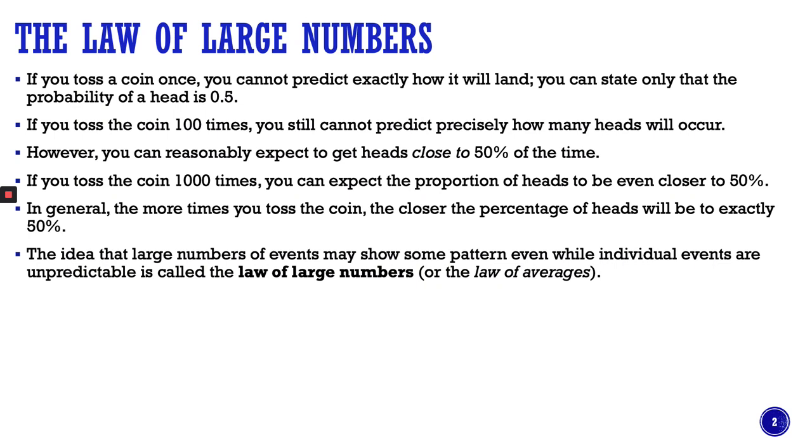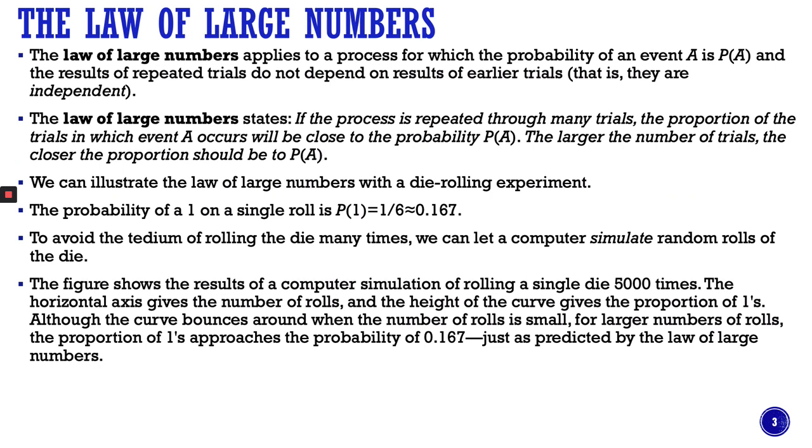The idea that large numbers of events may show some pattern even while individual events are unpredictable is called the law of large numbers, or the law of averages. So the law of large numbers applies to a process for which the probability of an event A is P(A), and the results of repeated trials do not depend on results of earlier trials. That is, they are independent.